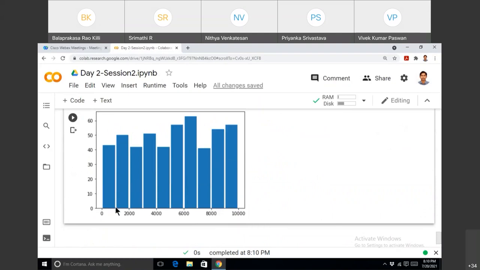Let us say 0 to 1000, how many, 1000 to 2000, how many, 2000 to 3000, how many, like this. These are random. That's why we can clearly see the difference of each bin. Any other questions? There are many things that can be done with Matplotlib, but I am not covering all those things.